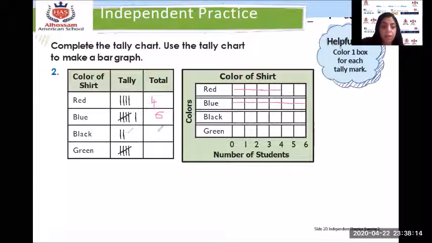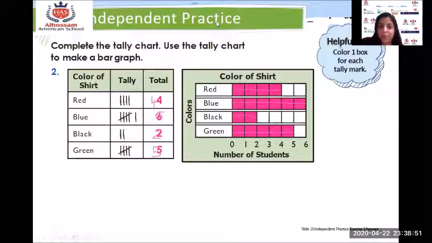Black, 2. Only 2, Miss Ereny. Okay. And for green, 5 votes. Bravo, well done. Your answer is perfect.